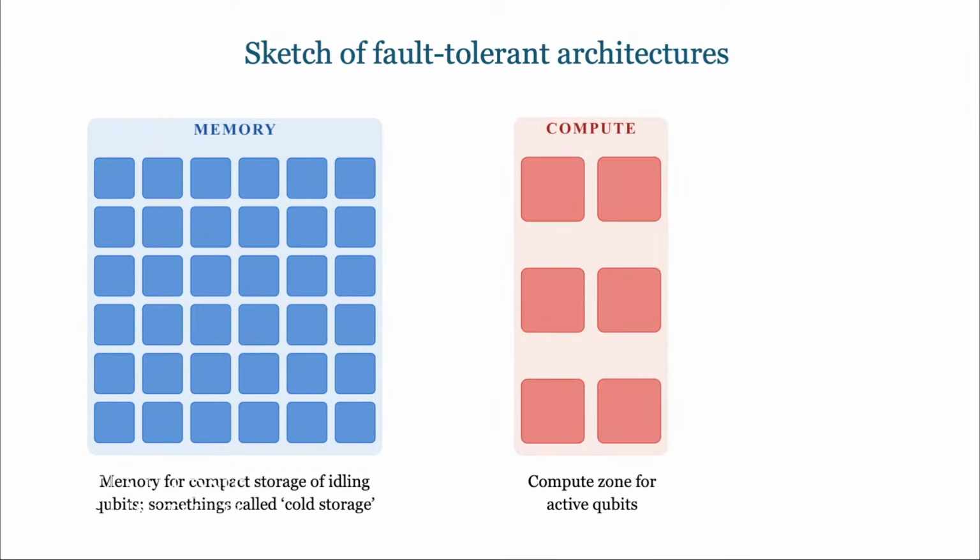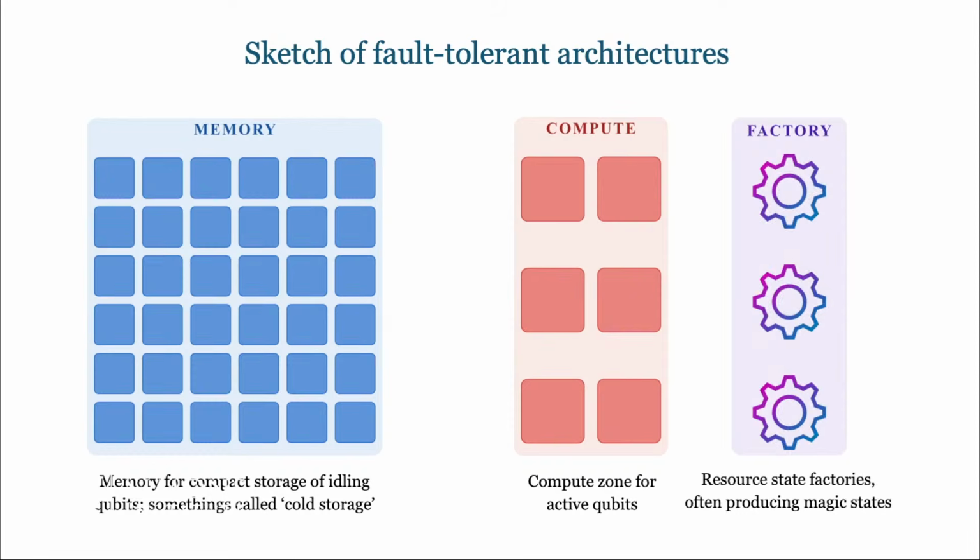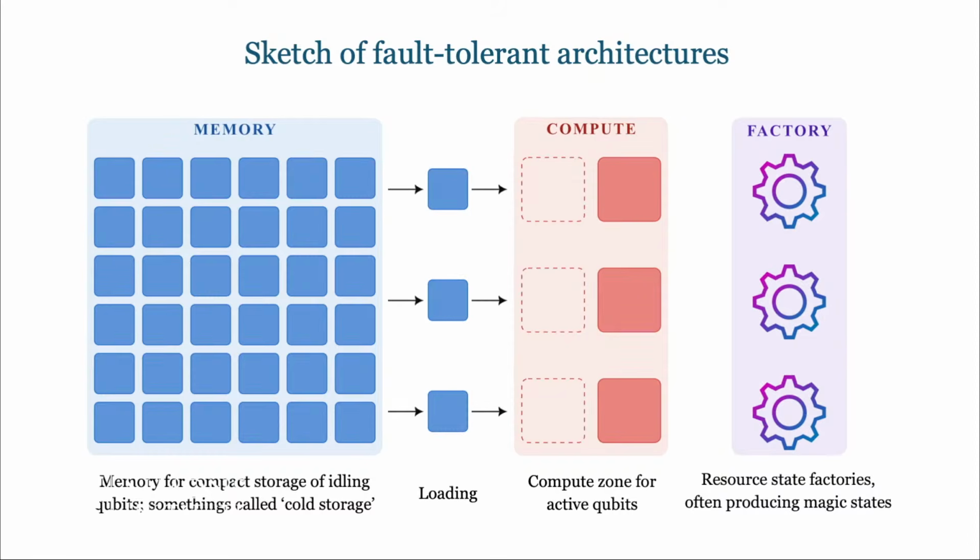There's obviously the compute zones, which is for all the active qubits that are experiencing computation right now. And there's the third component, which is a resource state factory, typically magic state factories. The usual way we think about computation happening is that we're loading the logical qubits from the memory to the compute zone, and the compute zone is going to ask for these resource states, usually magic states, from the factories. And at the compute zone, we will implement a lot of non-Clifford unitaries or computations to act on the active qubits. This is a very high-level sketch. Let me go into a little more detail on what each of these components look like.